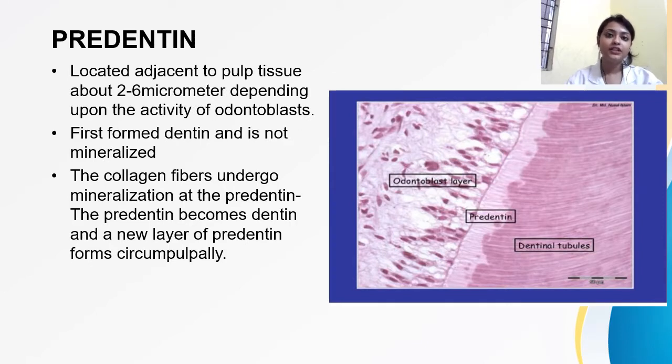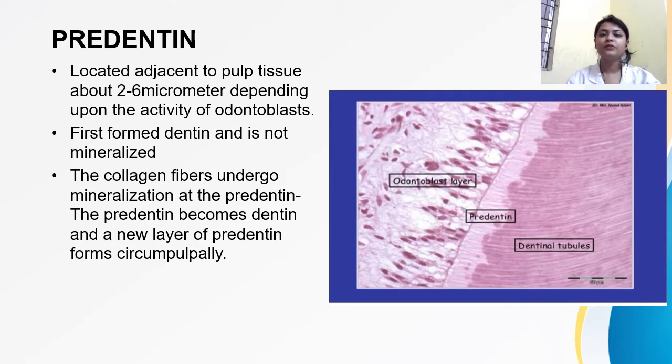Now coming to the predentin. It is located adjacent to the pulp tissue. In this histological feature also it has been marked, which is considered as the predentin. We can see that the light area is the predentin. The dentinal tubules, then the odontoblastic layer, where we can differentiate. It is located adjacent to the pulp tissue, about 2 to 6 micrometer, depending upon the activity of the odontoblasts.